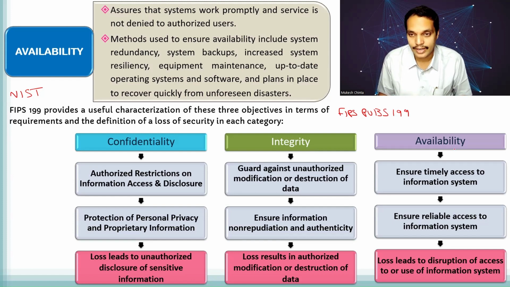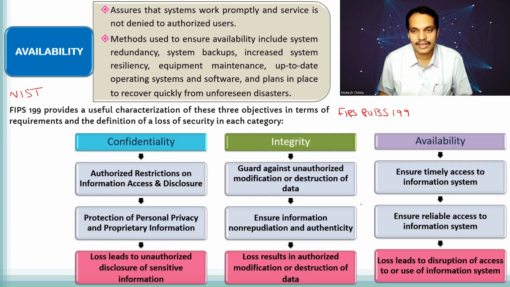Third one is availability. It has to ensure timely and reliable access to the information system. A loss of availability leads to disruption of access to or use of the information system. I might lose access to the system, or the system might be completely down.